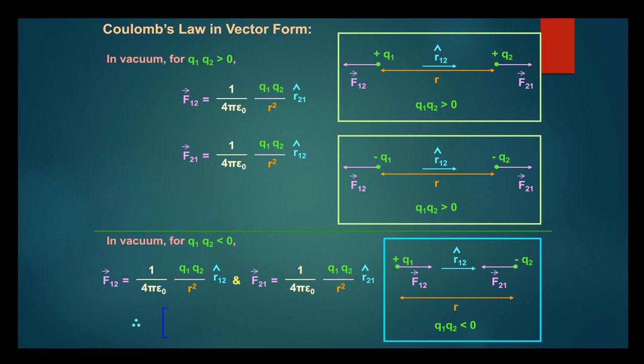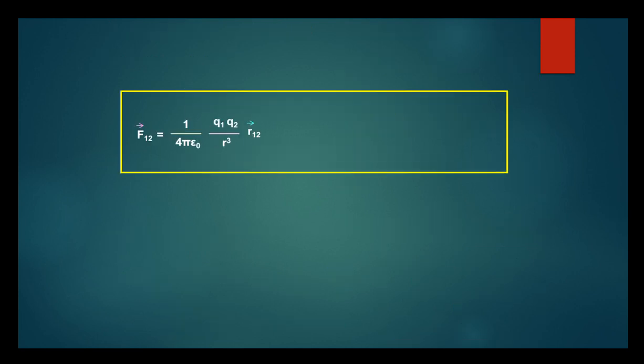But in both the cases we can see that F12 and F21 are equal in magnitude and opposite in direction. So Coulomb's law in vector form establishes Newton's third law of motion also. Not only that, Coulomb's law in vector form also shows that the force of attraction or repulsion between two point charges acts along the line joining them.